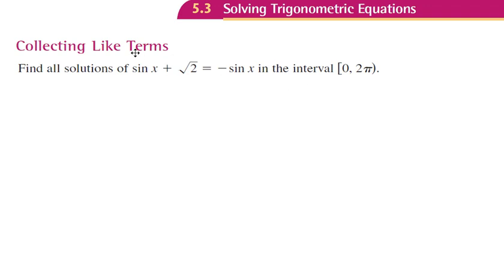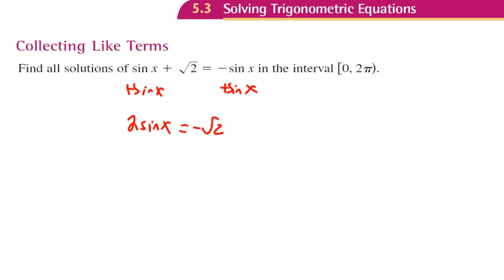All right, and so you can tell by the title here that the way that you're going to solve this is by collecting like terms. As you can see here, sine of x and negative sine of x are common terms. So what I'm going to do first is add sine x to both sides. That gives us 2 sine of x. And then simultaneously, I'm going to move my radical 2 to the right side.